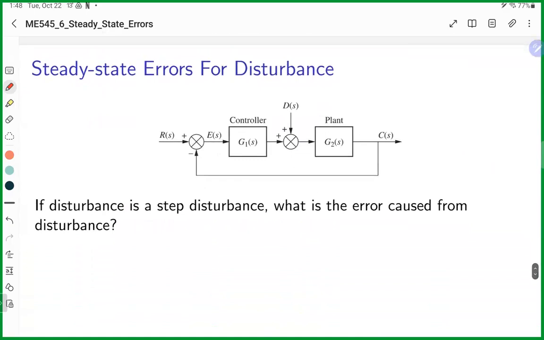So if the disturbance is a step disturbance, meaning that, and let's say it's a unit step, then D of S is equal to 1 over S.